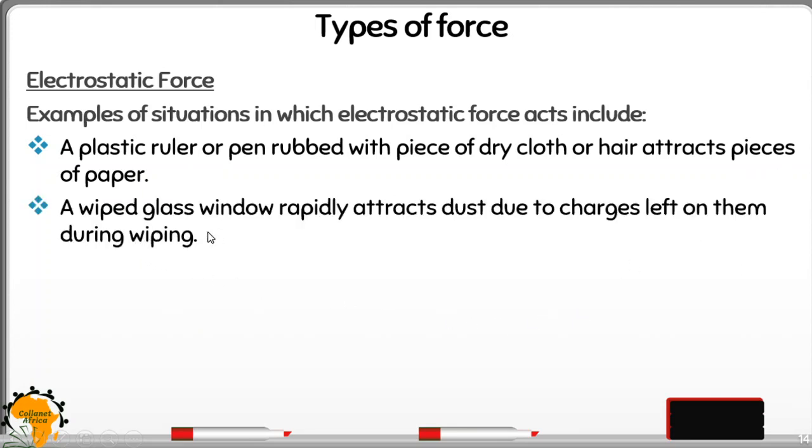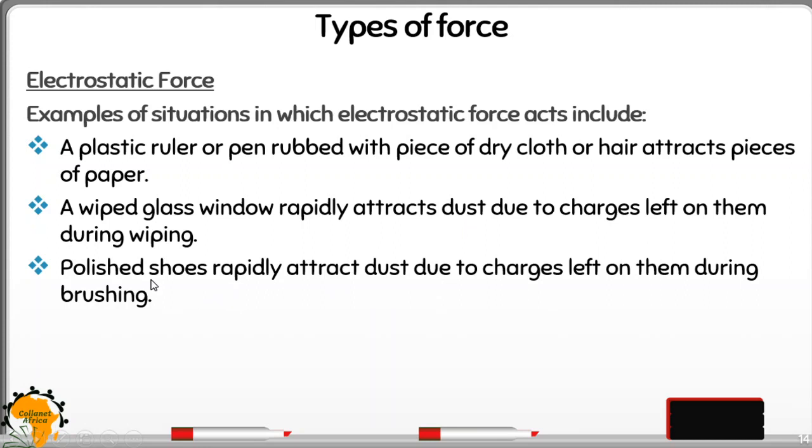Then we have another case. When you wipe your window rapidly, finally you find that it has attracted a lot of dust. This is because by wiping, you created some charges and you left some charges there. So those charges are the ones that are responsible for the attraction of dust. Then you realize that when you polish your school shoe rapidly and then you start walking, within a short distance you find that your shoe has attracted a lot of dust, and then you wonder why. This is because by polishing, you have created some charges, and these charges again are the ones that are responsible for the attraction of dust.